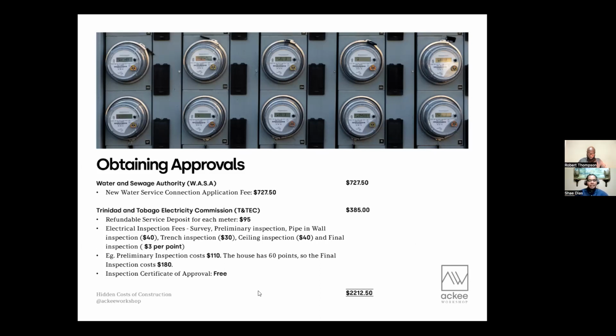And how much of those you have may be 40 to 100. You have to pay $3 for each for the inspection alone. So for example, the house that we're dealing with, the three bedroom, 2,500 square foot, it'll be 110 for the initial inspection. If you have 60 points, the final inspection will cost 180. And that would all come up to 385 for the total cost of inspection. And when you get a certificate of approval, it's free, fortunately.